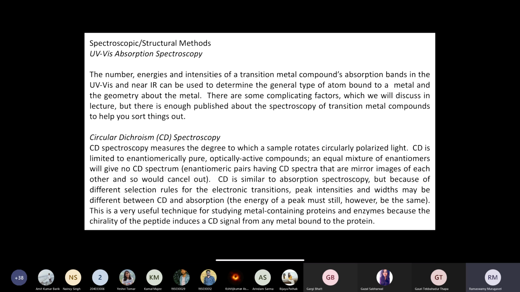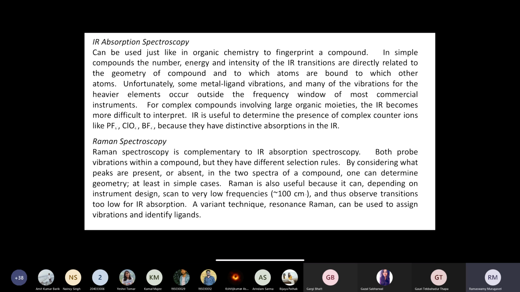So UV visible is a technique where you study electronic transitions. I will come back to that a little later. IR and Raman are complementary techniques which look at the springs vibrating. In the entire organic chemistry discussion, you would have probably learned more about the fingerprint region. I will take this to a different context and talk about how you use IR spectroscopy to determine the isomeric forms of complexes. I will take some metal carbonyl complexes.